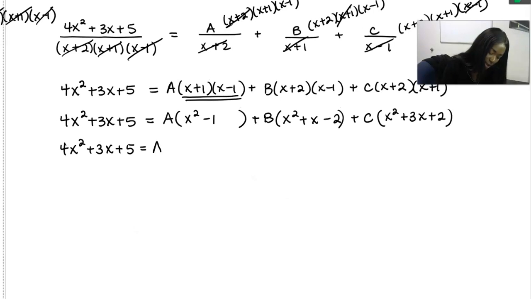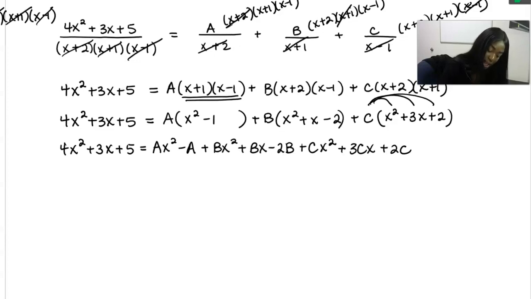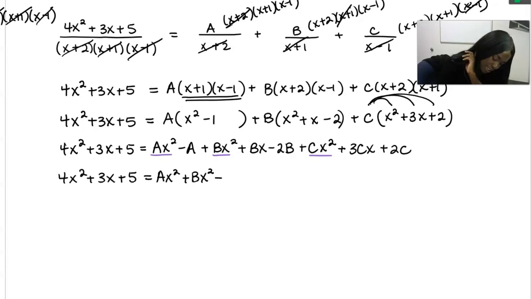So distribute the a to have ax squared minus a. Distribute the b to have bx squared plus bx minus 2b. Distribute the c: cx squared plus 3cx plus 2c. And now that we have all of that expanded out, now I'm just going to rearrange some things. I'm going to put all my x squared terms together. So I have an ax squared, a bx squared, and a cx squared. I'm going to put those together. Ax squared plus bx squared plus cx squared.